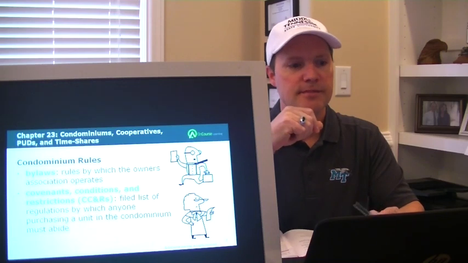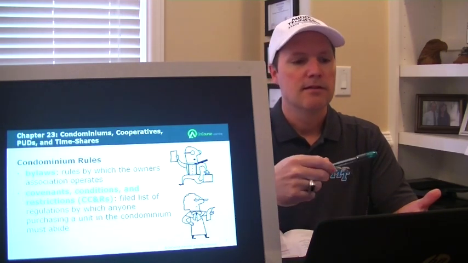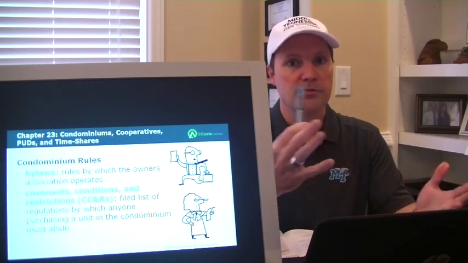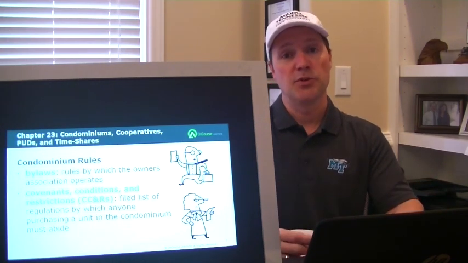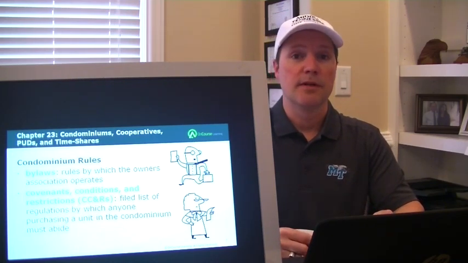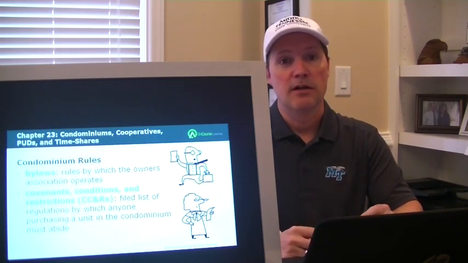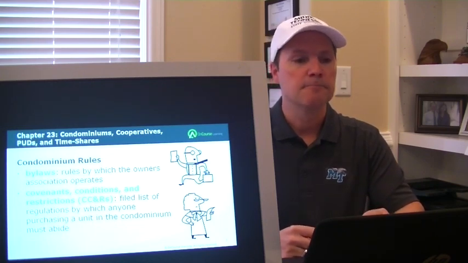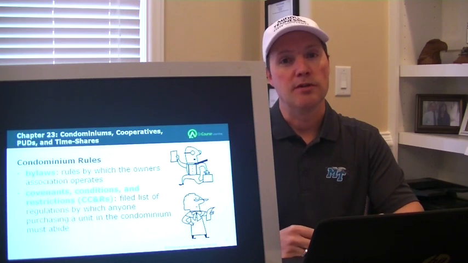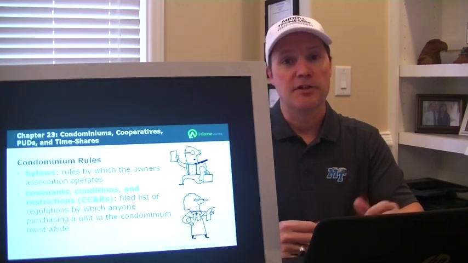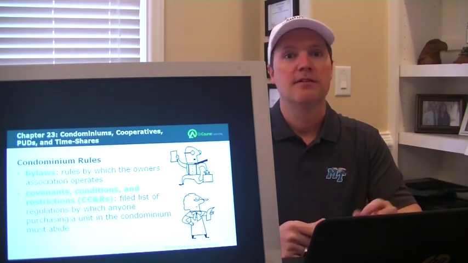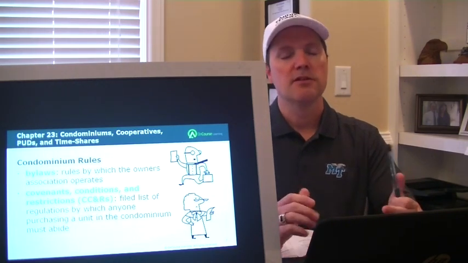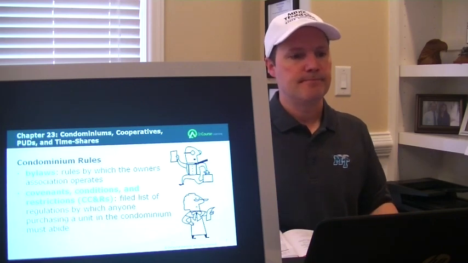Condominium rules. You have bylaws. Okay, rules by which the owners association operates. There are several different bylaws. Some of them, you can't park a mobile home outside. There's a whole list of different things. What you can put on the outside of your door, how you advertise your place if you're going to rent it out, if you can rent it out. Some of them you can't even do that. So it all depends. You have to really look at those bylaws before you sign.